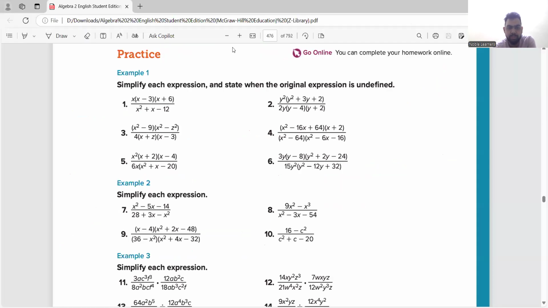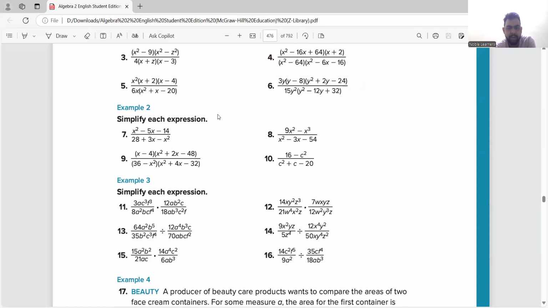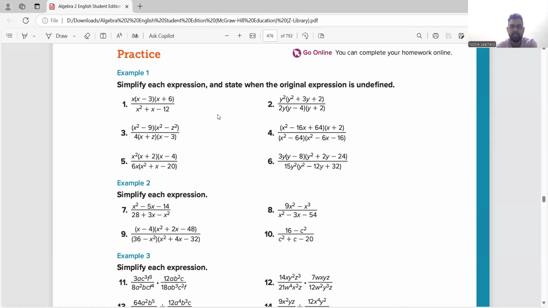Now we have to solve multiplication and division. Okay, so let us try. These are the questions.